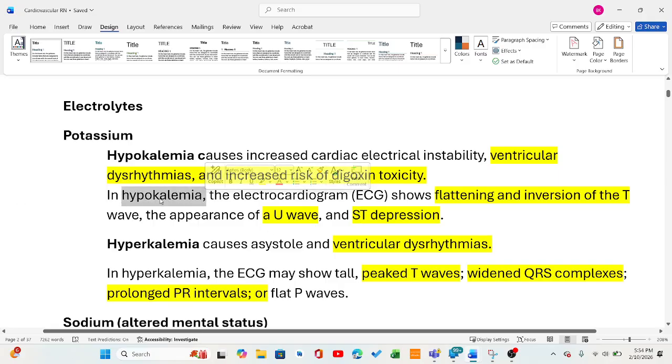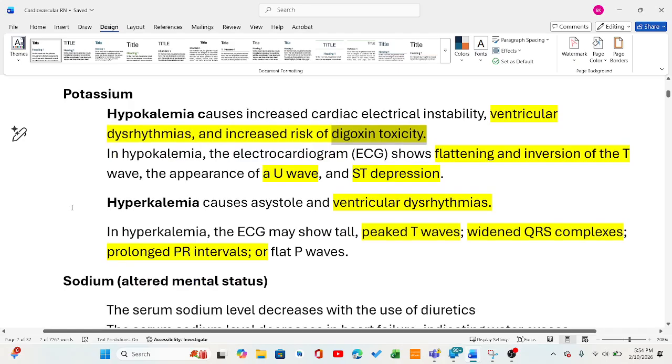And when the person is hypokalemic and they are on digoxin, please take note of that. It increases digoxin toxicity. Before you give somebody digoxin, check the heart rate for 1 full minute. If the heart rate is lower than 60, you have to report it to the provider. Don't give it, hold it.